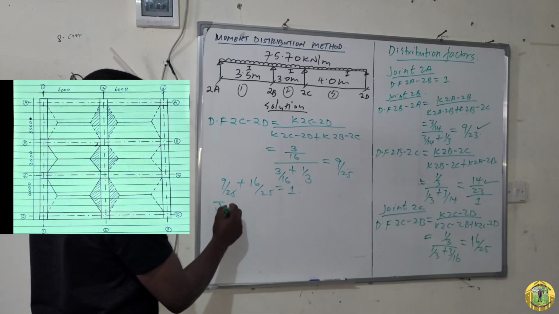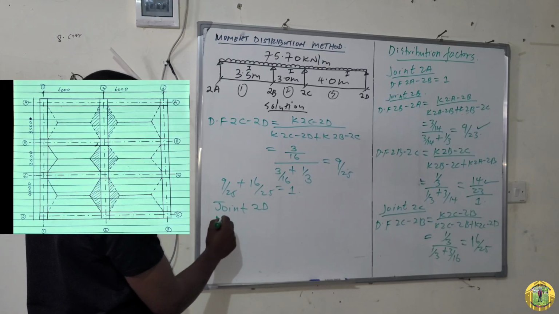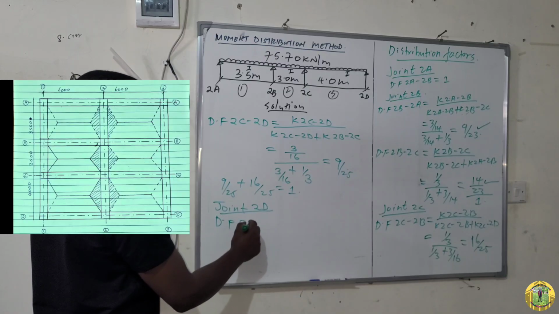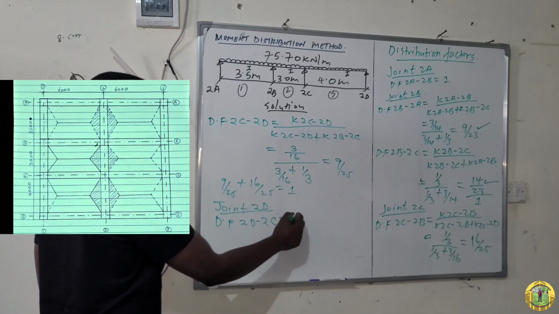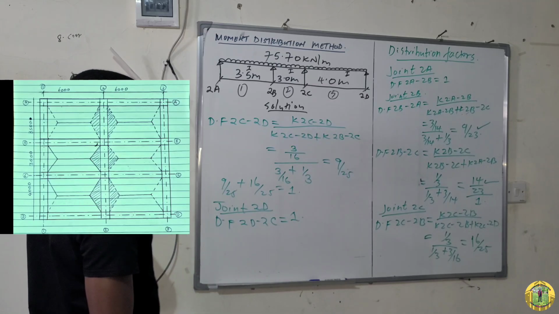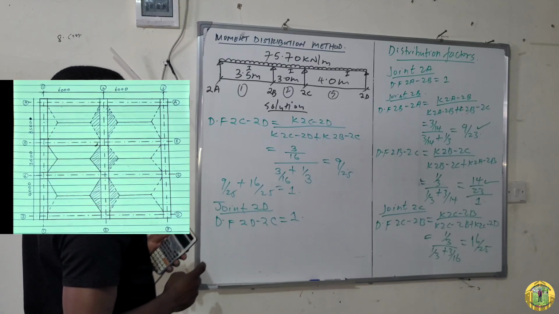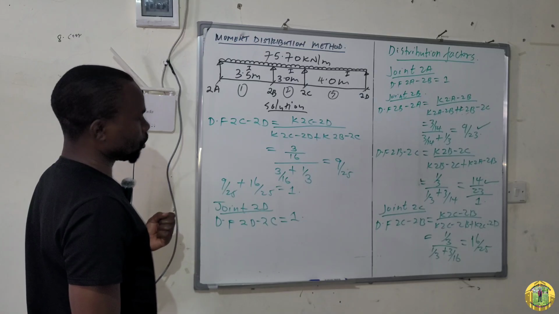We proceed to joint 2D. So joint 2D only has DF 2D 2C, which is equal to 1 because it is a simply supported beam. So those are the calculations of distribution factors, and we now proceed to the table.